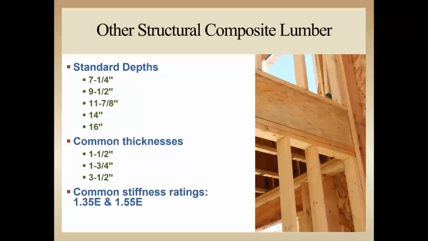LSL and OSL are manufactured in 7.25 inch depths as well as the I-joist compatible depths. The common thicknesses are 1 3/4 inch and 3.5. Their common stiffness values, or MOEs, are 1.35E and 1.55E. Check with the manufacturers for additional information on structural characteristics and, of course, availability in your area.